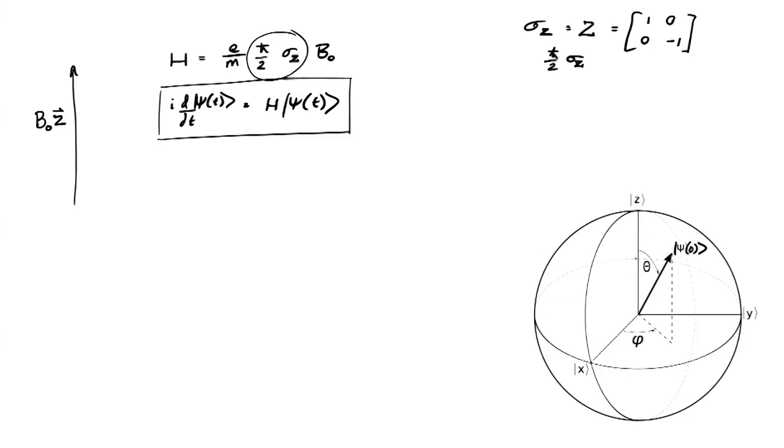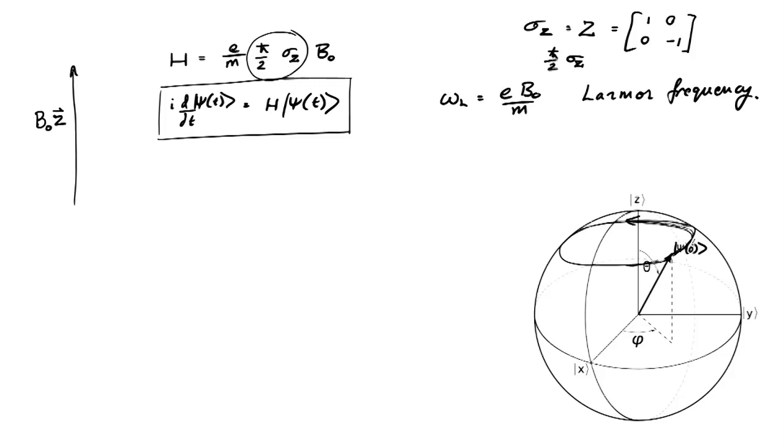So it just goes ahead and precesses, and so the angle phi changes as a function of time, and it keeps precessing at a certain rate, omega sub L, which is eB naught over m. This is called the Larmor frequency. And so this evolution of the state of the spin is called Larmor precession.